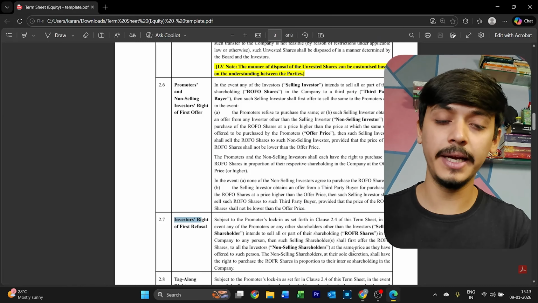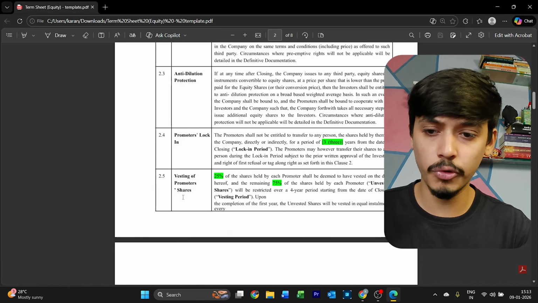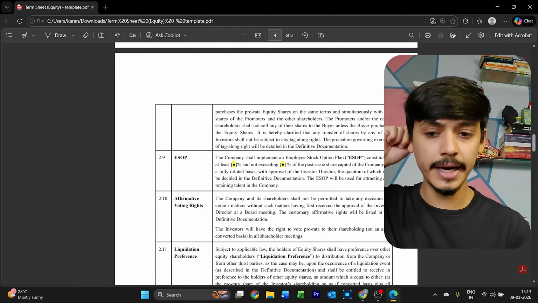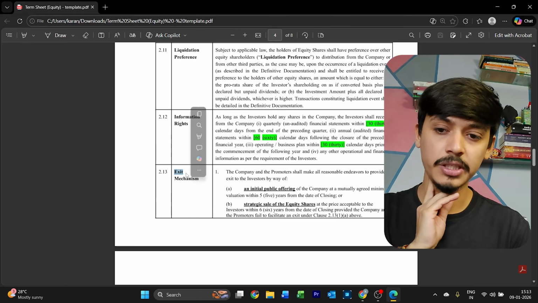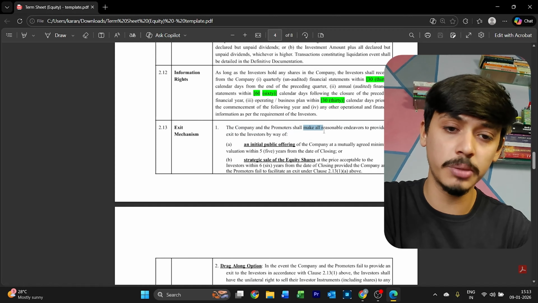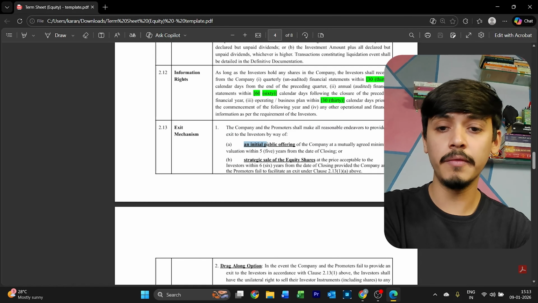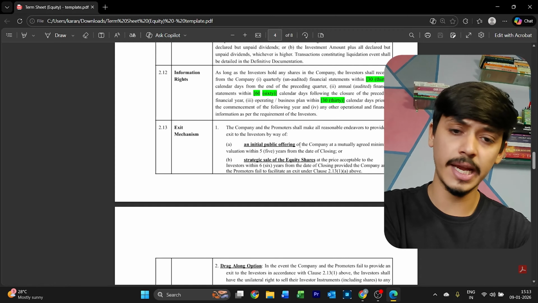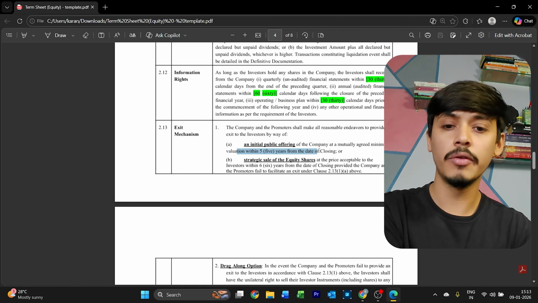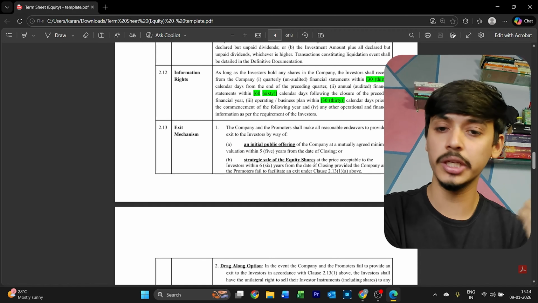Coming back to the template, here we have covered clause 2.1, 2.2, 2.3, 2.4, 2.5, 2.6 and 2.7. Tag along right is definitely going to be there down the line. We are covering exit mechanism, which is clause number 2.13. The company and the promoters shall make all responsible endeavors to provide exit to the investors by way of A, which is an initial public offering, an IPO of the company at a mutually agreed minimum valuation within 5 years from the date of closing. The valuation will be decided and mentioned in the definitive agreement.